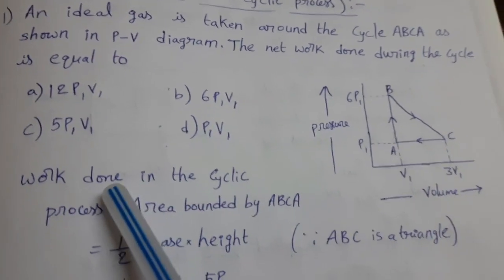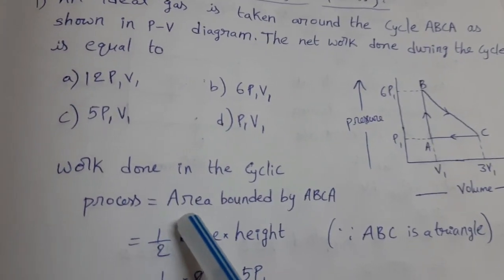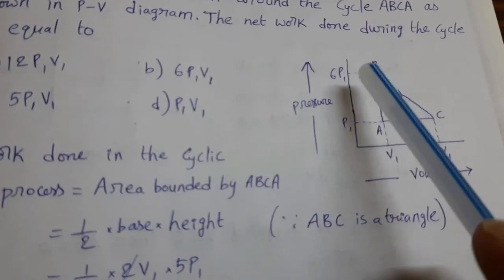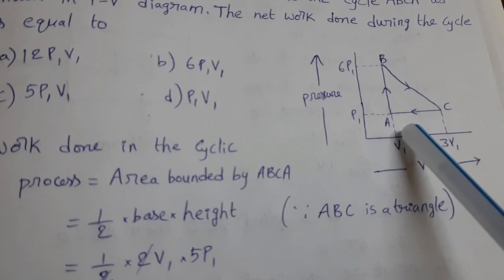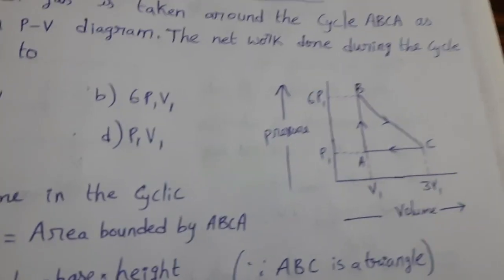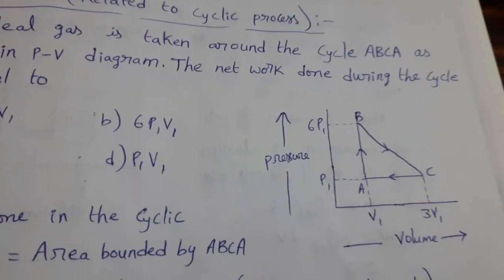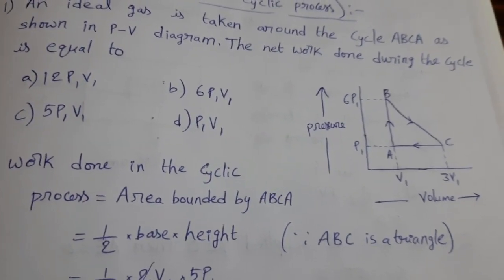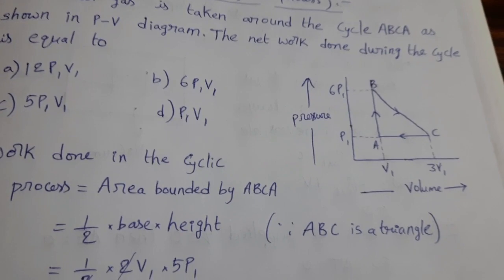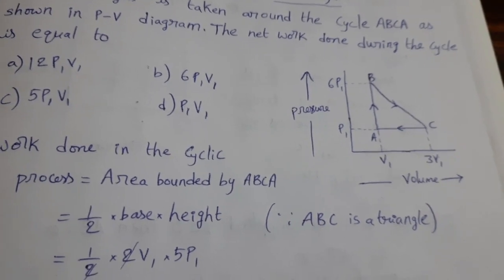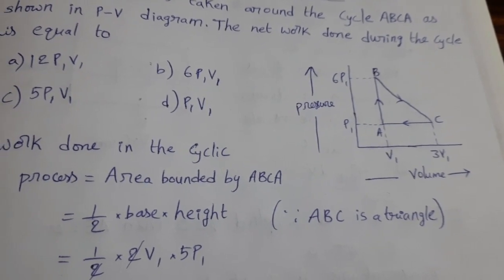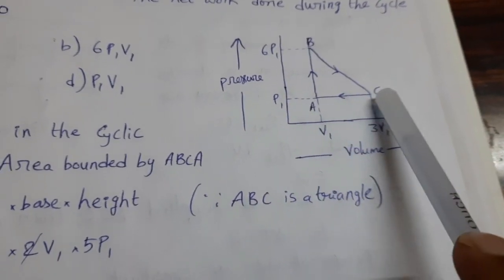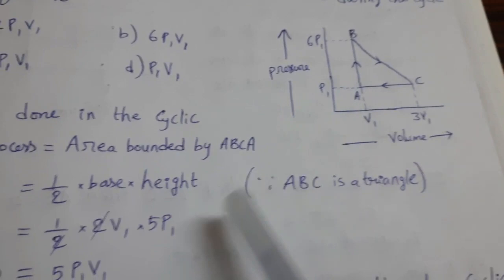Okay. Say this, work done in the cyclic process equal to area bounded by ABCA. Here, what is ABCA? Is it rectangle or a square or a triangle or a circle? What is this? Triangle. So area of this triangle is equal to work done in this cyclic process. So what is the formula for area of the triangle? Half into base into height. Base means this one. Height means this one.